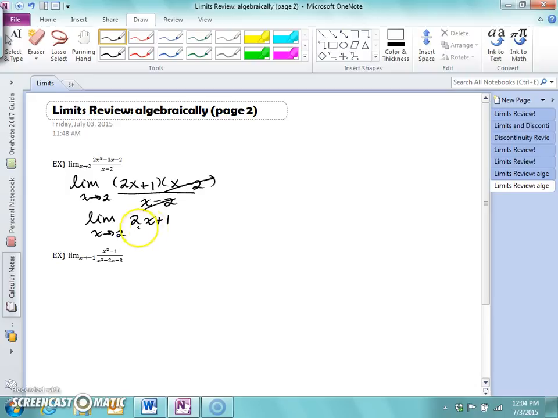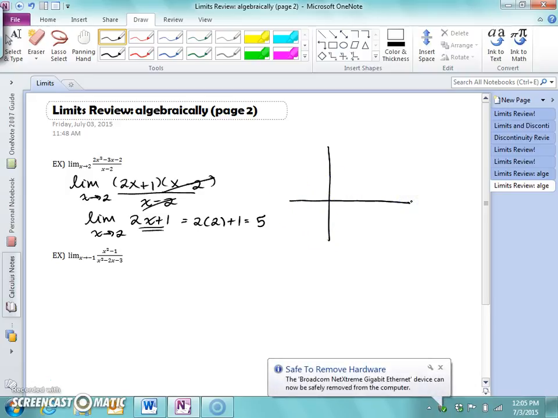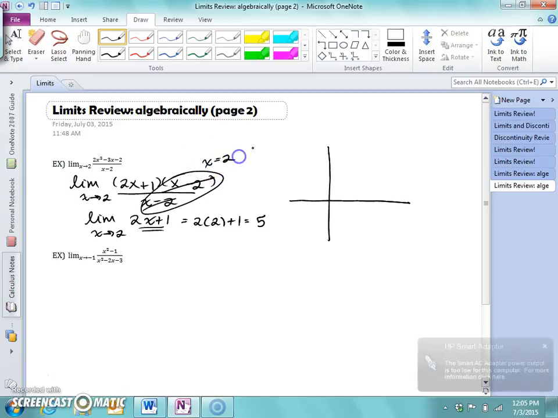So really, I'm just left with a line after I cancel the common factor. Let me try direct substitution again. And no issues, I get 5. So basically what happened here is, because the common factor x minus 2 canceled, that means there is a hole in the graph at 2.